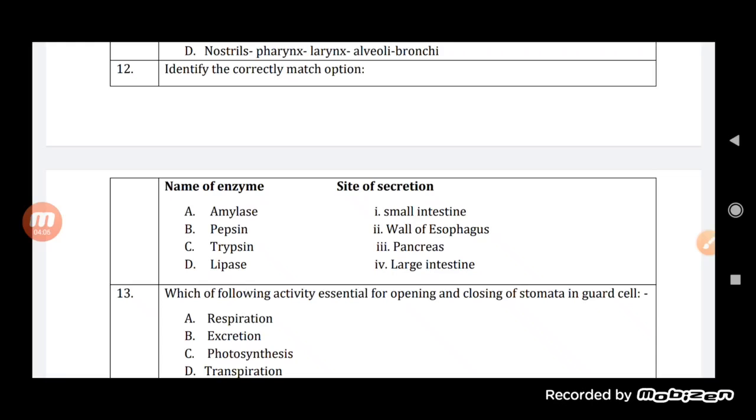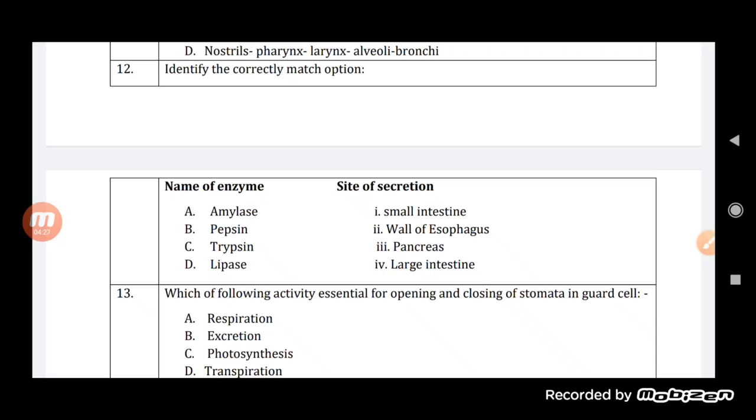So esophagus is also a wrong answer. It is not a correctly matched option. Then trypsin is there. You know that trypsin is released in the pancreas. Yes, pancreatic juice actually consists of trypsin. So we can say here that yes, pancreatic juice is there.